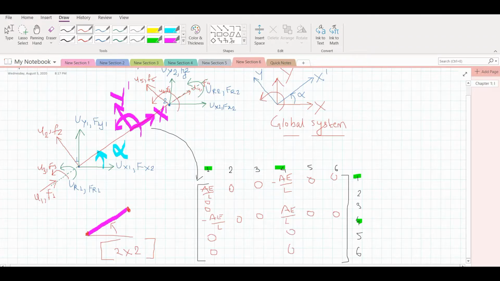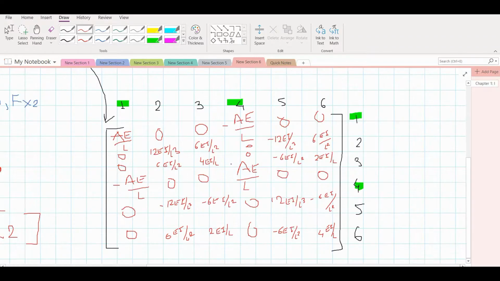What we did here is we just dropped in the values of the 2 by 2 stiffness matrix corresponding to their degrees of freedom. Now for the beam, just drop in the values of the stiffness matrix of the beam corresponding to the degrees of freedom. Eventually you'll get a matrix like this.